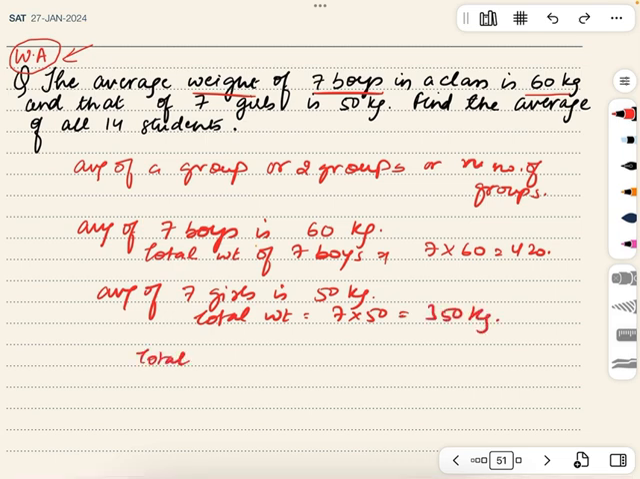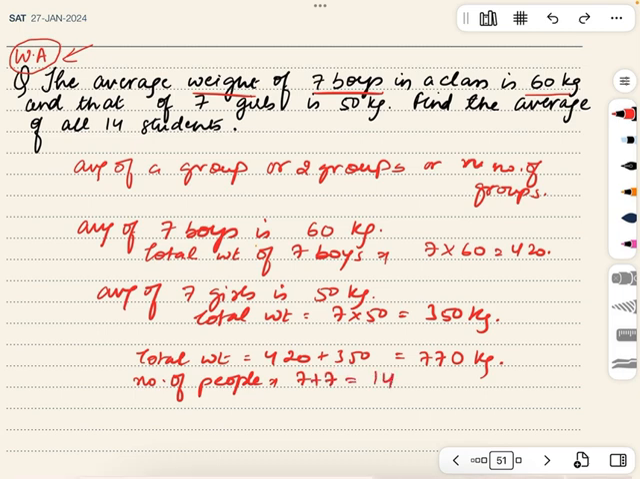Total weight is how much? 420 plus 350, which is 770 kg. And how many people are there overall? 7 plus 7, because there are 7 in each group, so 14 people. So 770, the total weight, divided by 14. That is going to give you how much? 7 times 2 is 14, 7 times 110 is 770. Then 2 times 5 is 10, 2 times 5 is 10, so 55 kg.